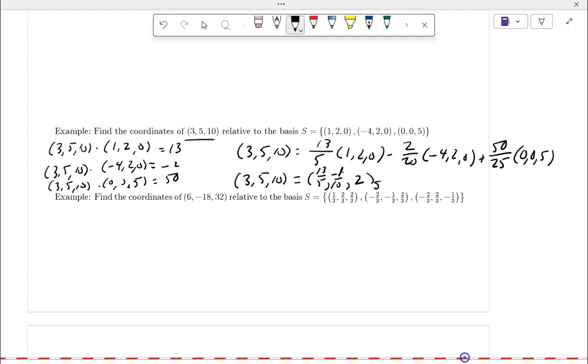And again, the reason why we had to put the denominators in here is because this is not an orthonormal basis, it's just an orthogonal basis. So I have to divide out by the lengths, the squares of the lengths. That one okay?